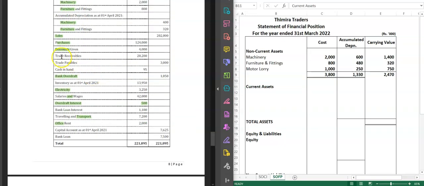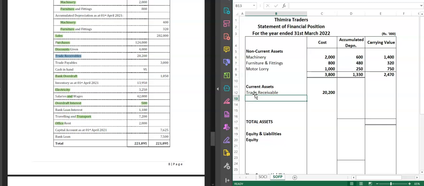Right. Next, trade receivable. What to do with the trade receivable? Just take the trade receivable part. Trade receivable is a current asset. So in this trade receivable, will you put only 20,200? Just think about it.